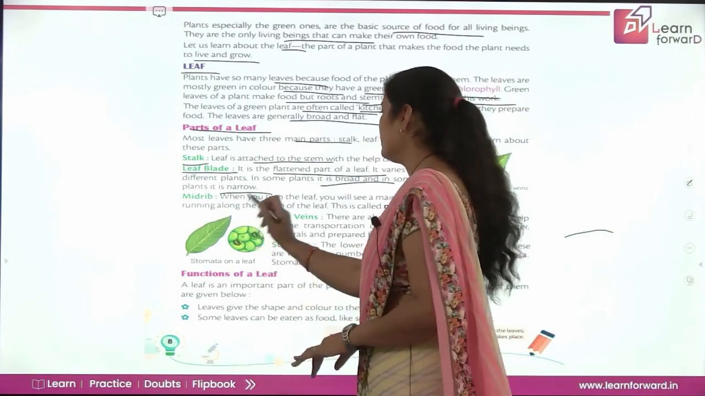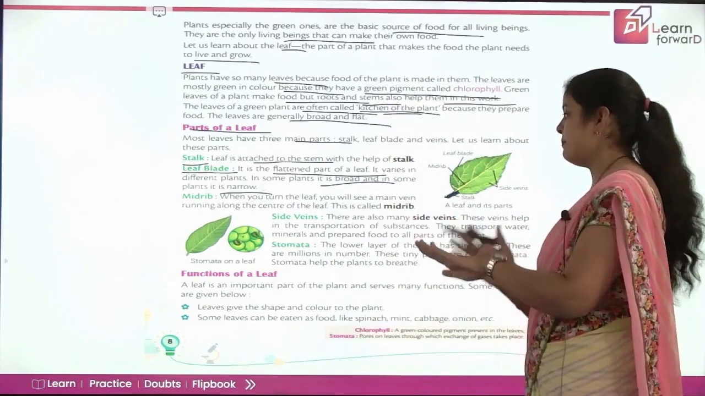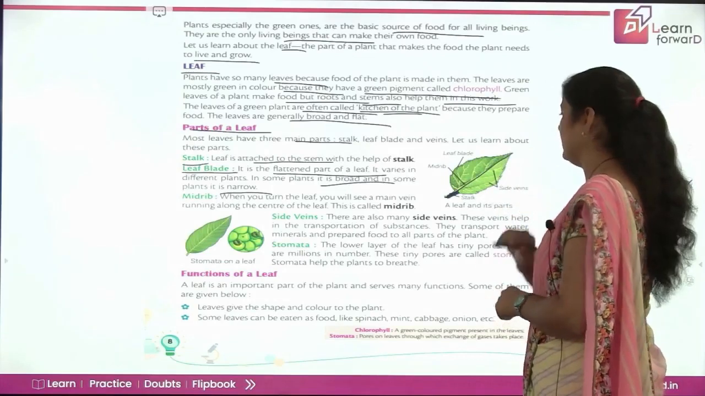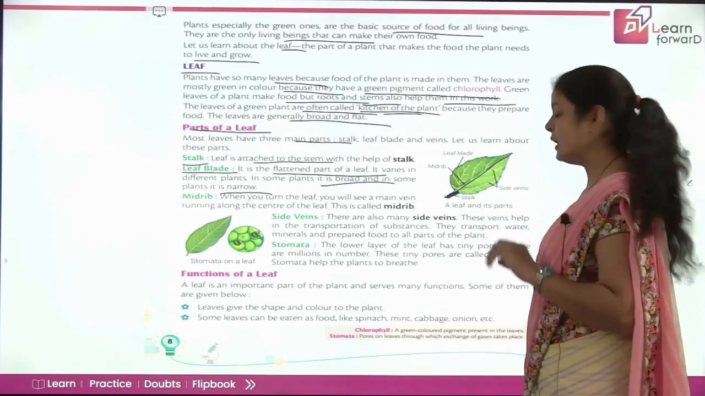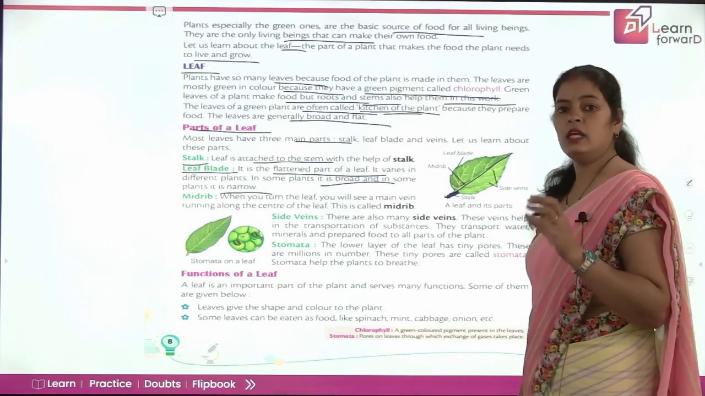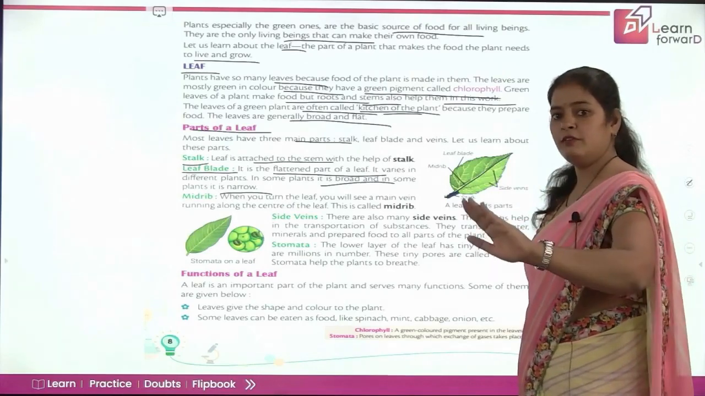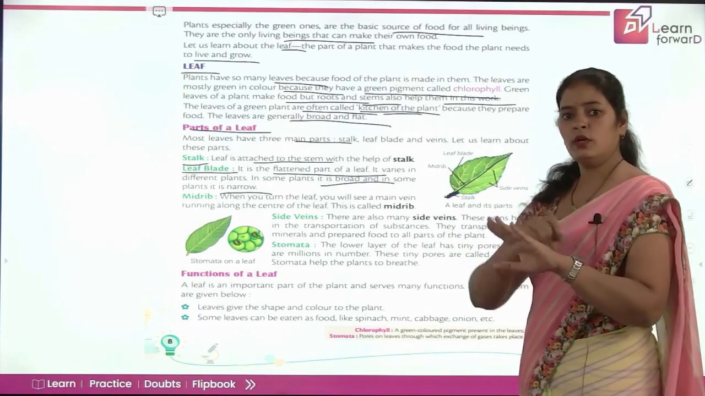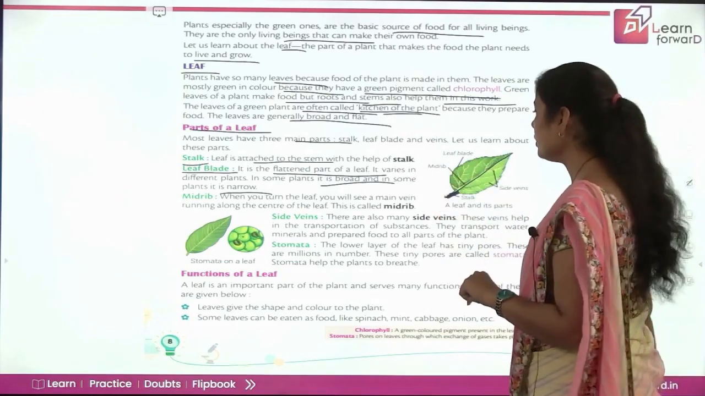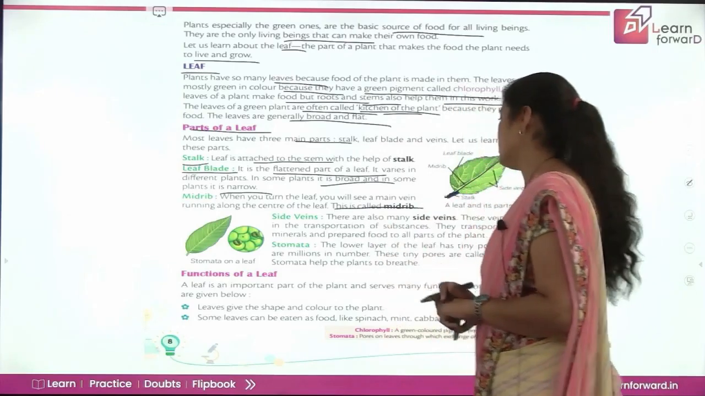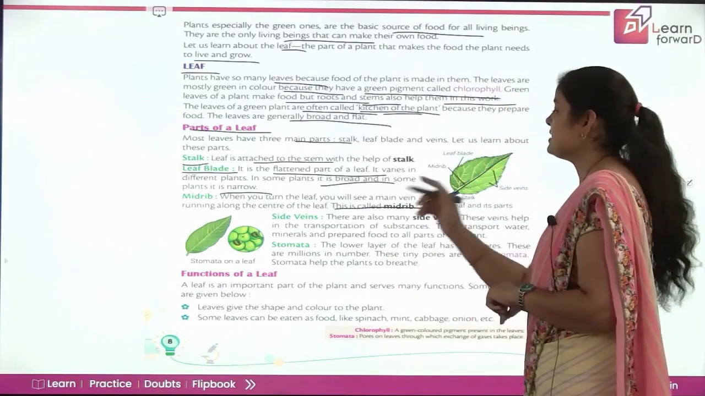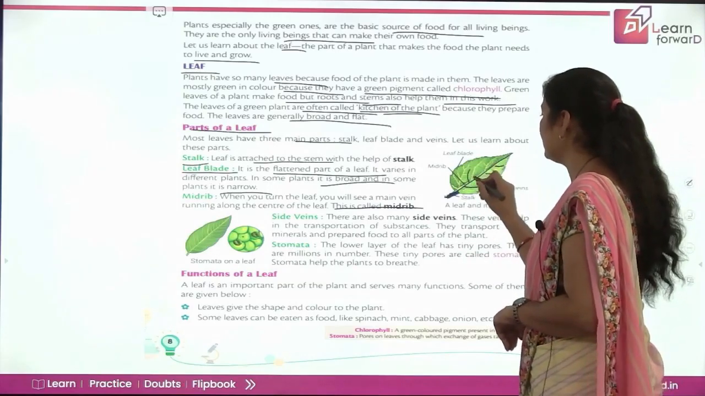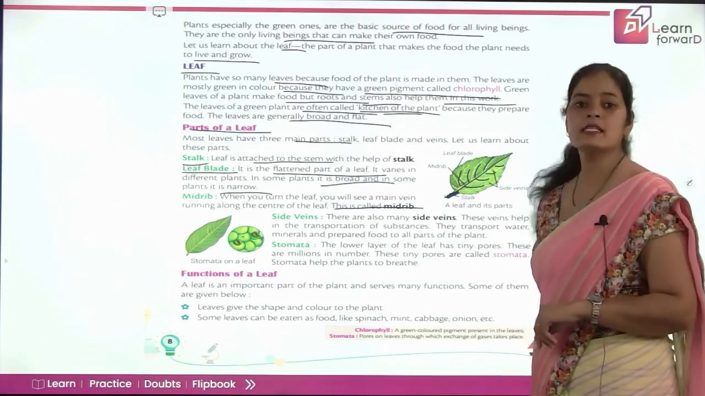Now midrib. When you turn the leaf, you will see a main line running along the center of the leaf. A quite prominent line. You can easily locate it when you turn the leaf back. You'll see a thick line going through the center of the leaf. So this is called the midrib. Fine. Next is side veins. The smaller, thinner lines that arise from the midrib are called side veins.